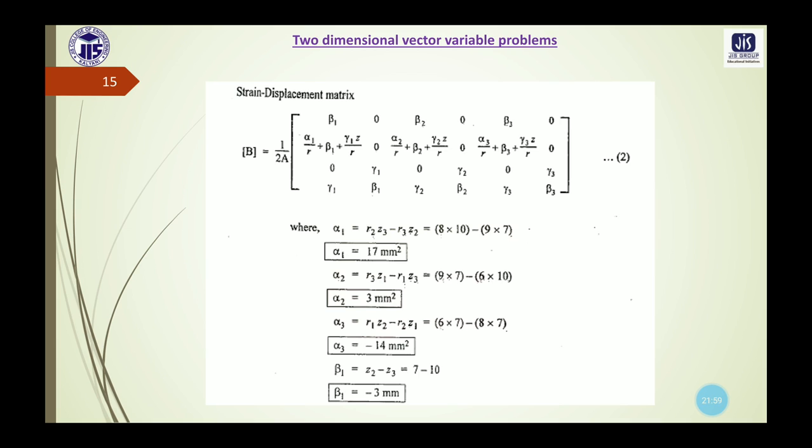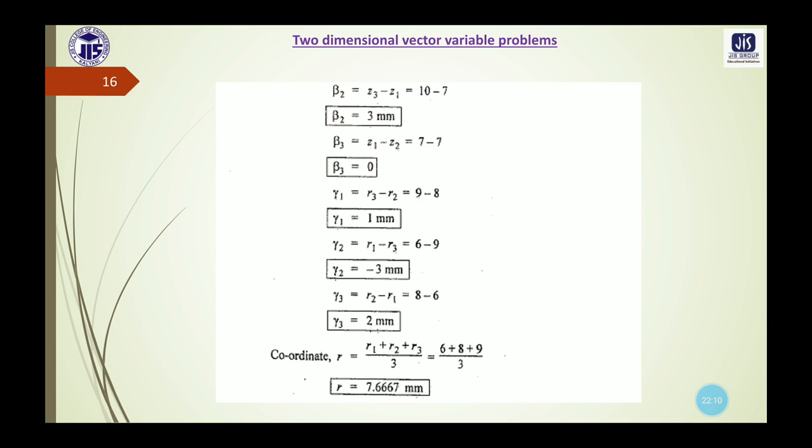Next, to calculate the value of beta 1, we need to use the formula Z2 minus Z3. Now the value of Z2 is given as 7 and Z3 is given as minus 10. So the value of beta 1 is coming as minus 3 millimeter. Next, we need to calculate the value of beta 2. The formula is Z3 minus Z1. Putting the required values, the value of beta 2 is calculated as 3 millimeter. Next, the value of beta 3 can be calculated by using the formula Z1 minus Z2. Now the values are the same for Z1 and Z2, which are 7 millimeter. So the final value of beta 3 we are getting as 0.